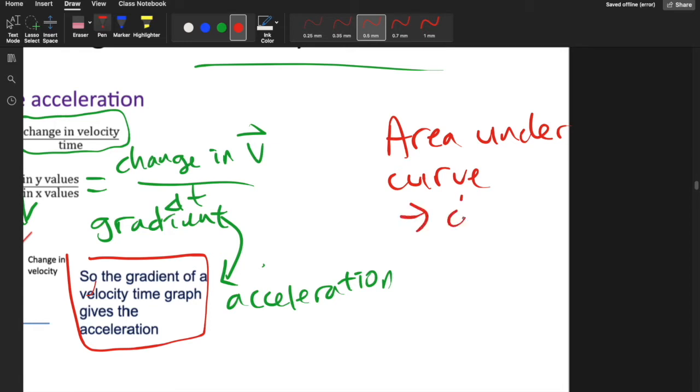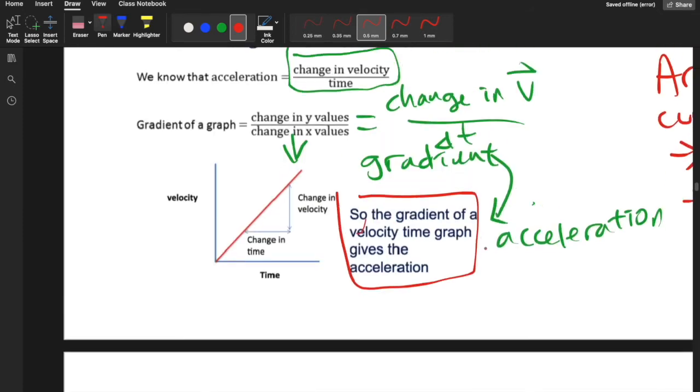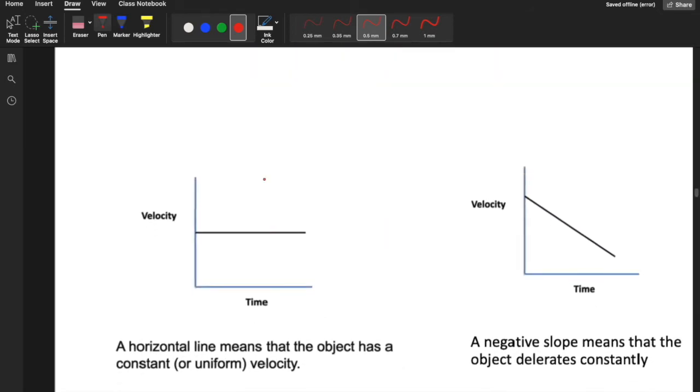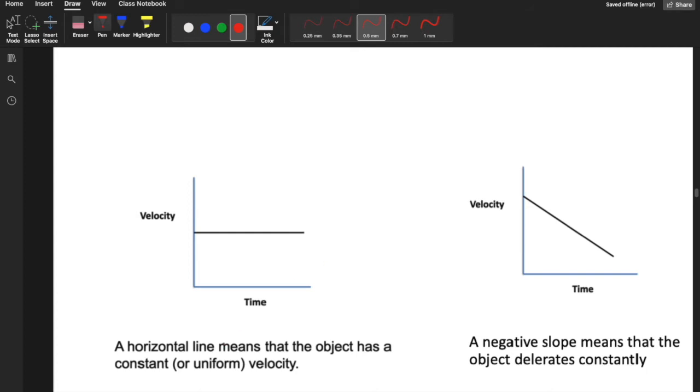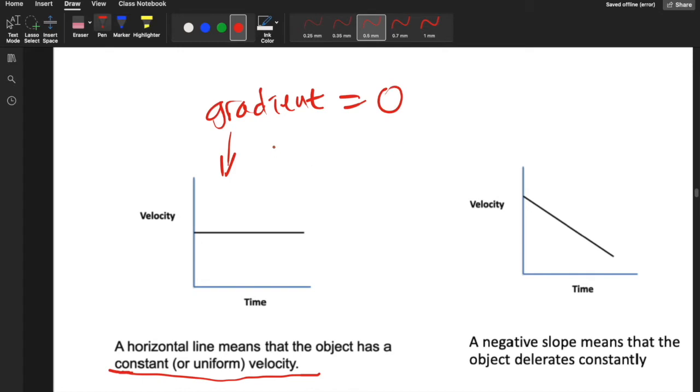Can represent both displacement and distance. Right. So a horizontal line means that the object has a constant velocity, right? A constant velocity. Because the gradient... actually, not the gradient. Yeah, the gradient is equal to 0, so no change in velocity.